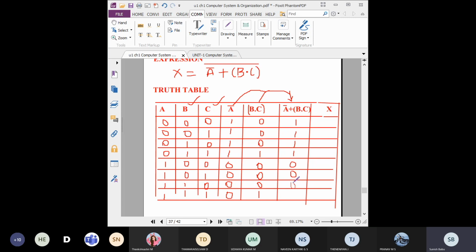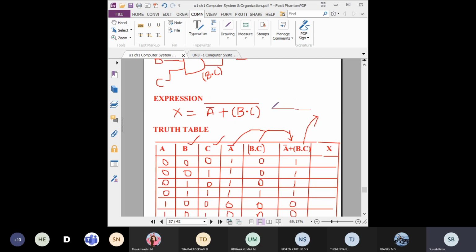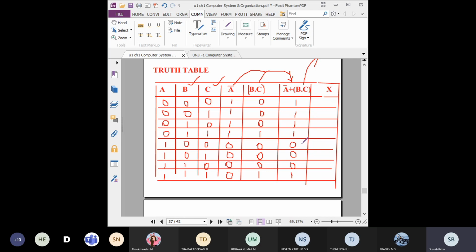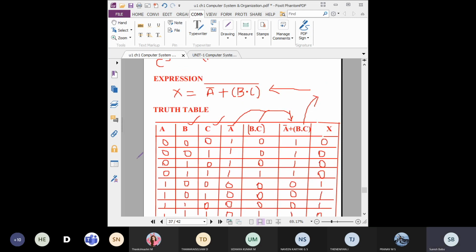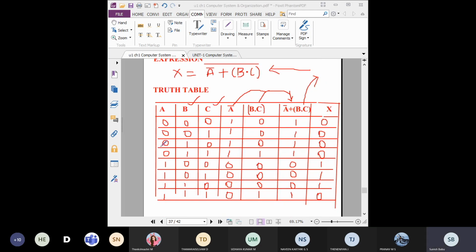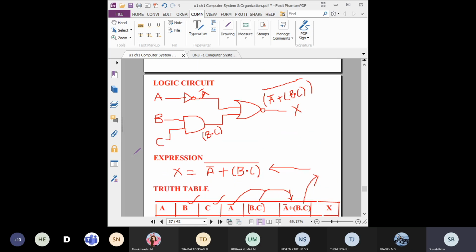Very good. Now you can easily find the last one. We are going to reverse the value of this column. That is the whole bar. You can see here the whole bar over A bar plus B dot C. So you just reverse the value: 1 to 0, 0 to 1. So the answer is 0, 0, 0, 0, 1, 1, 1, 0. Okay, students, everyone clear? That's all. We found the truth table for the particular logic circuit.